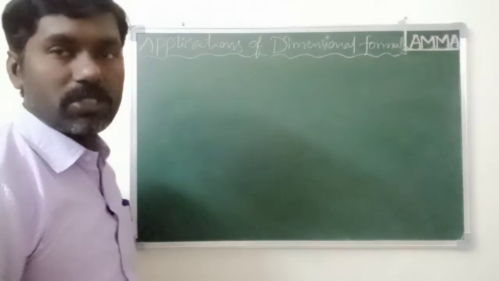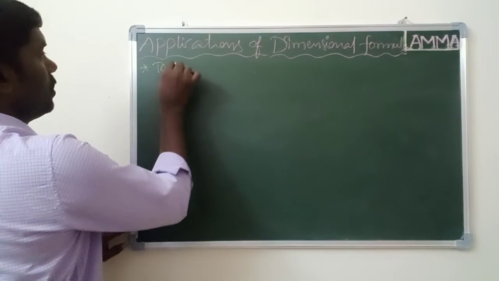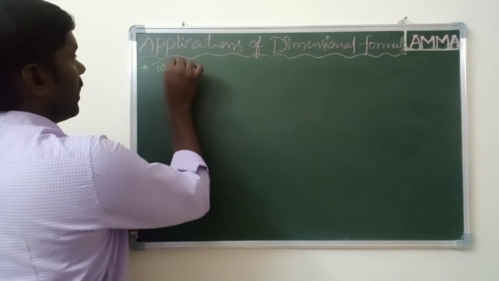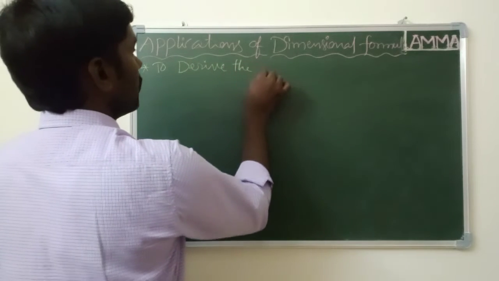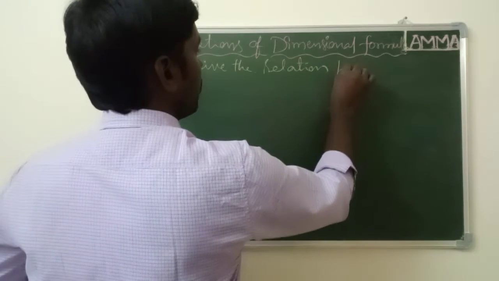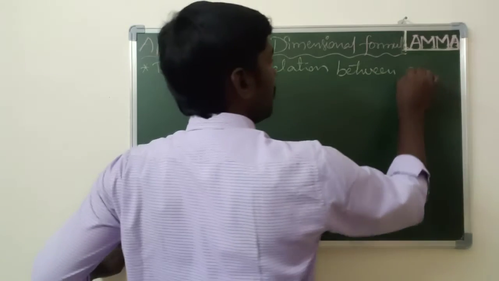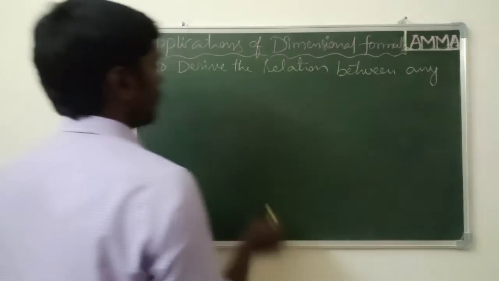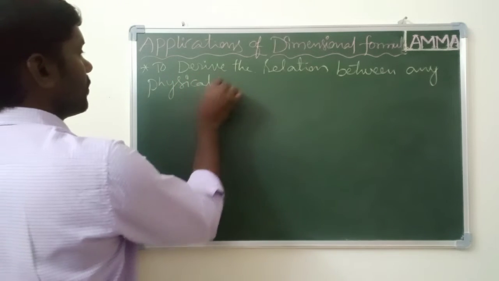What is the third expression of the dimensional formula? The third expression of the dimensional formula is to derive the relation between any physical quantity.